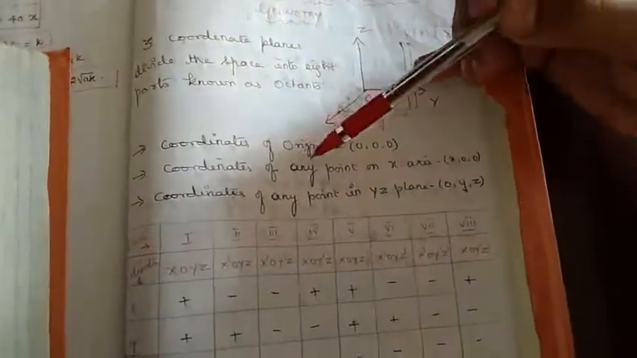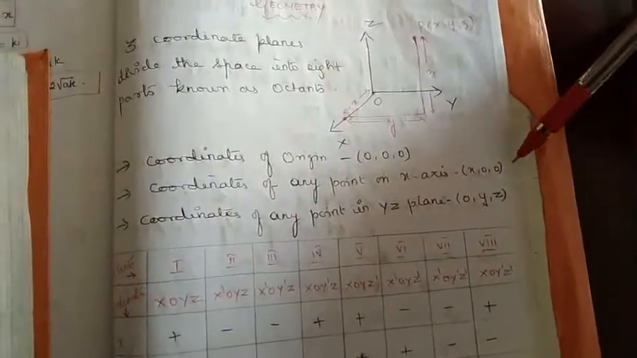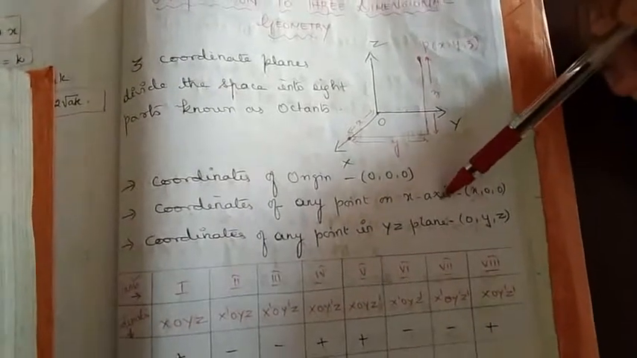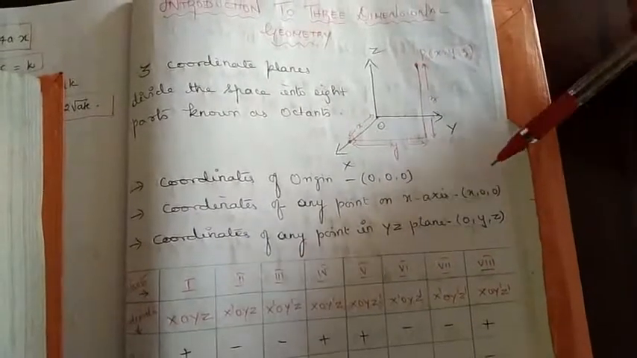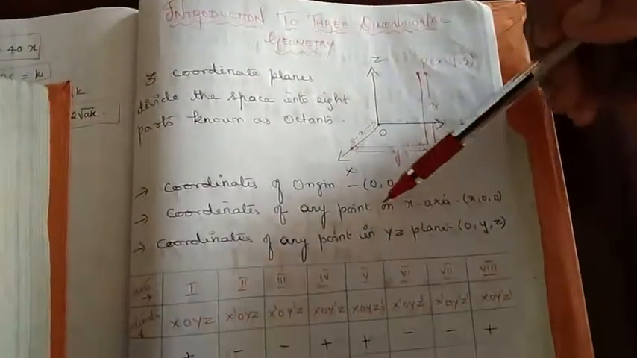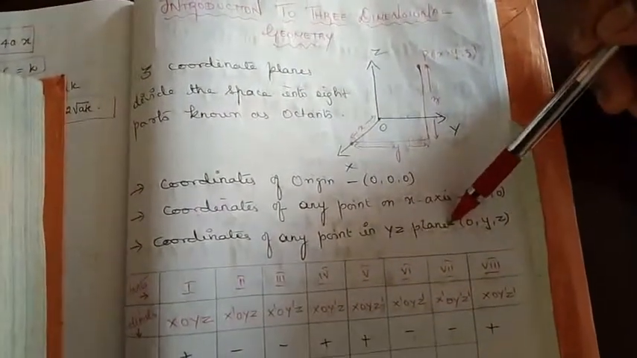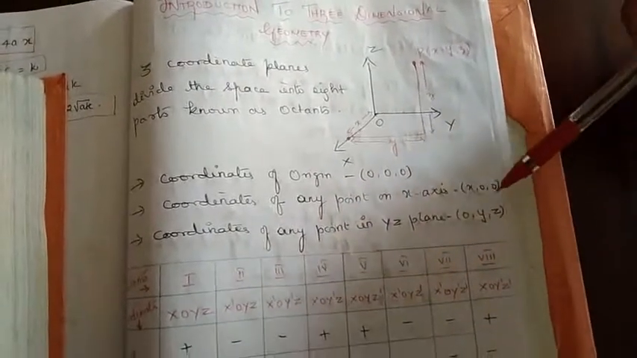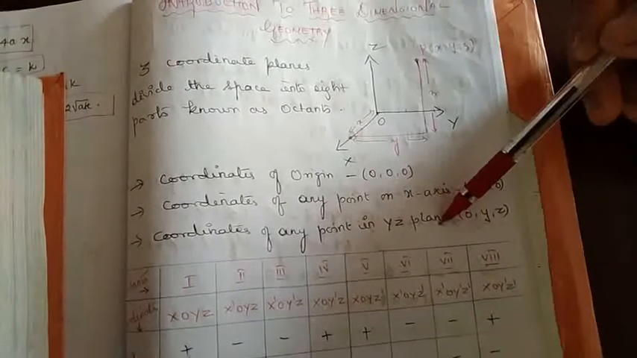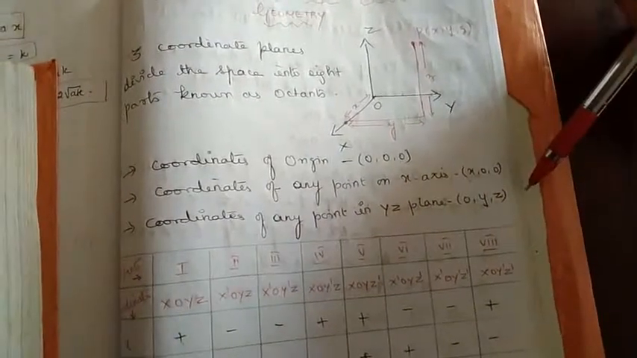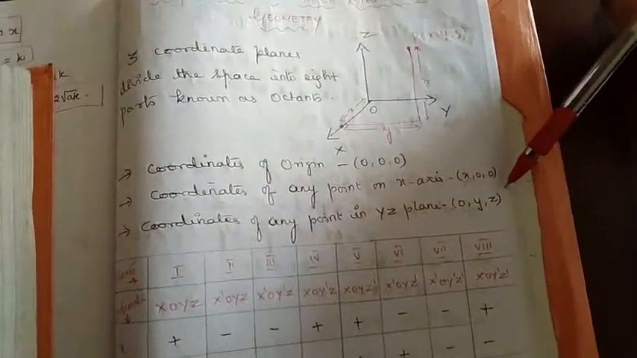Coordinates of any point on the axis will be like this: x comma 0 comma 0 if it lies on the x axis. If it lies on the y axis, 0 comma y comma 0. If it lies on the z axis, 0, 0, z. If it lies on any plane, for example any point on the yz plane, it will have coordinates on y and z. The x coordinate will be 0. If it lies on the xz plane, then the y coordinate will be 0. If it lies on the xy plane, then the z coordinate will be 0.